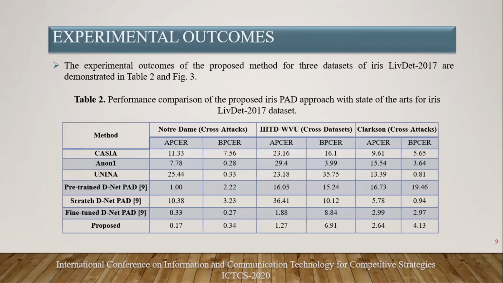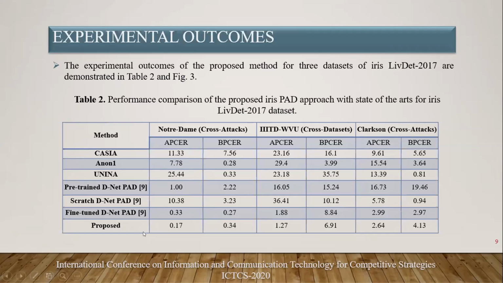And these are the results that we have obtained. We can see the results are expressed in terms of APCER and BPCER. Basically, these are the error rates that we have obtained. APCER stands for attack presentation classification error rate, and it represents how many attack samples are misclassified as real, and BPCER represents how many real samples are misclassified as attack.